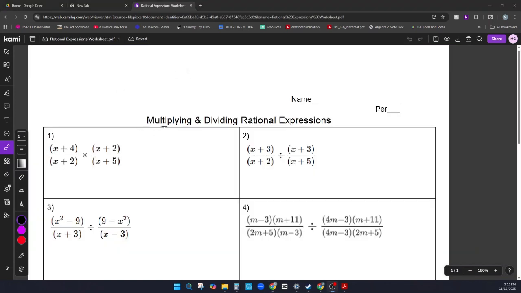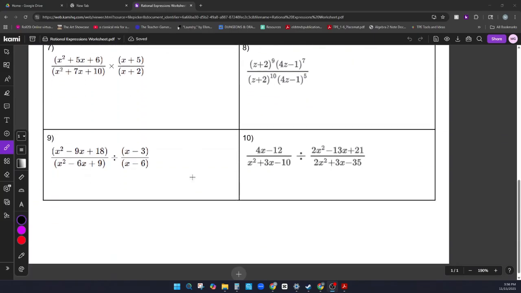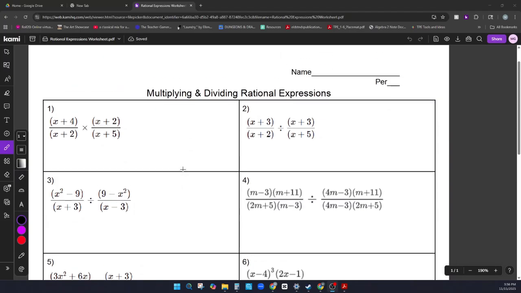Okay, so looking at our multiplying and dividing rational expressions worksheet, you're going to see problems that look like this. We have a multitude of examples, so we're not going to go over all of them together, but I will model just a few in order for you to get a sense of what to expect. Looking at number 1, this one is just multiplying straight across.